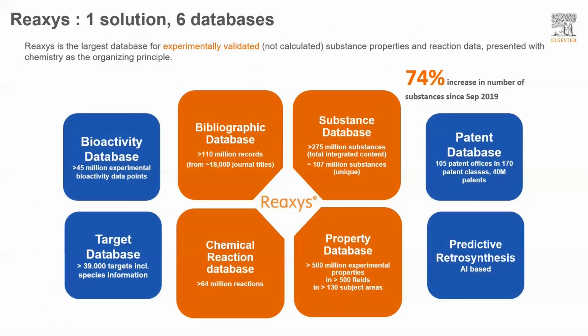So Reaxys, yeah, it's now really a database consisting of many databases, I could say. It grew a lot, and of course, it's a substance database, more than 275 million substances. These are substances from Reaxys. We also have included PubChem data. We also have our commercial suppliers, and we have the patent database. So there is a lot of substances.